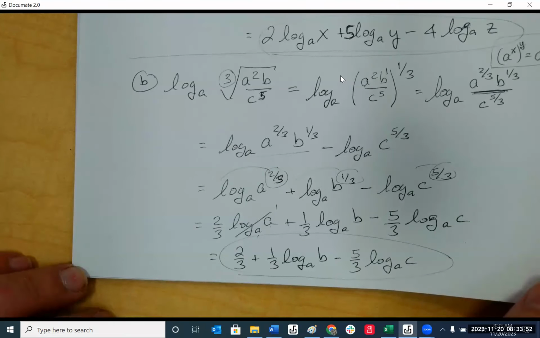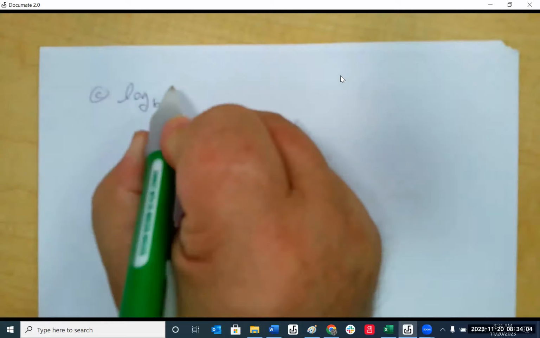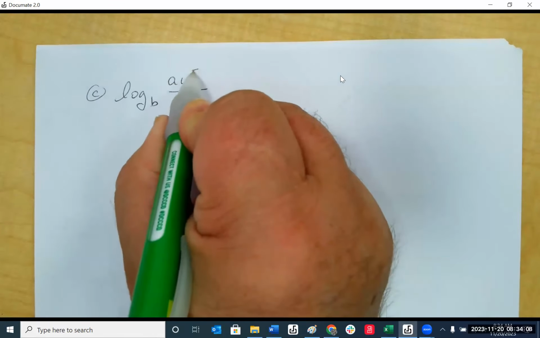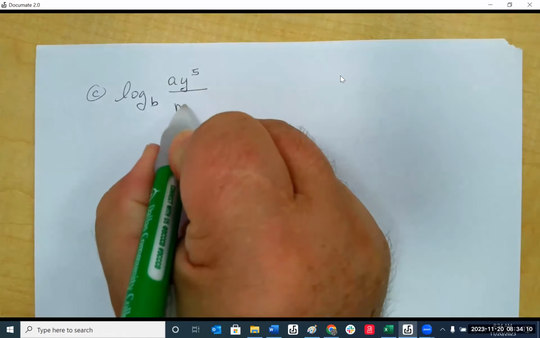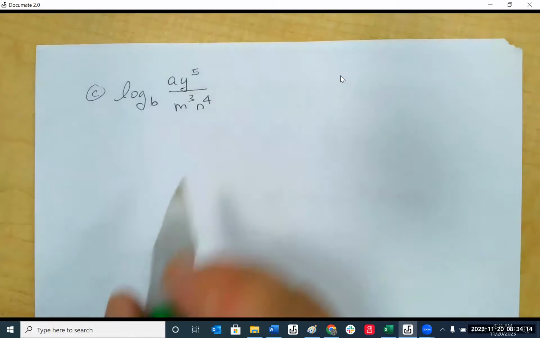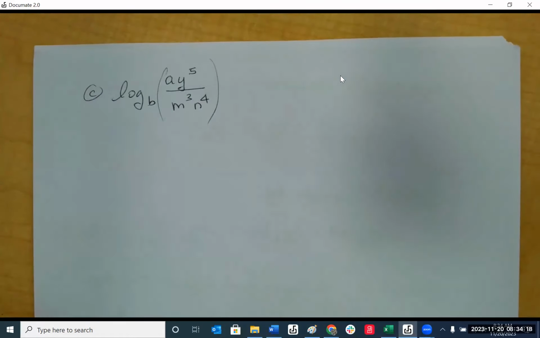Ready for the next one? Okay, so let's see the third one. Log base b of a y to the 5th over m to the 3rd n to the 4th. This is one equation.